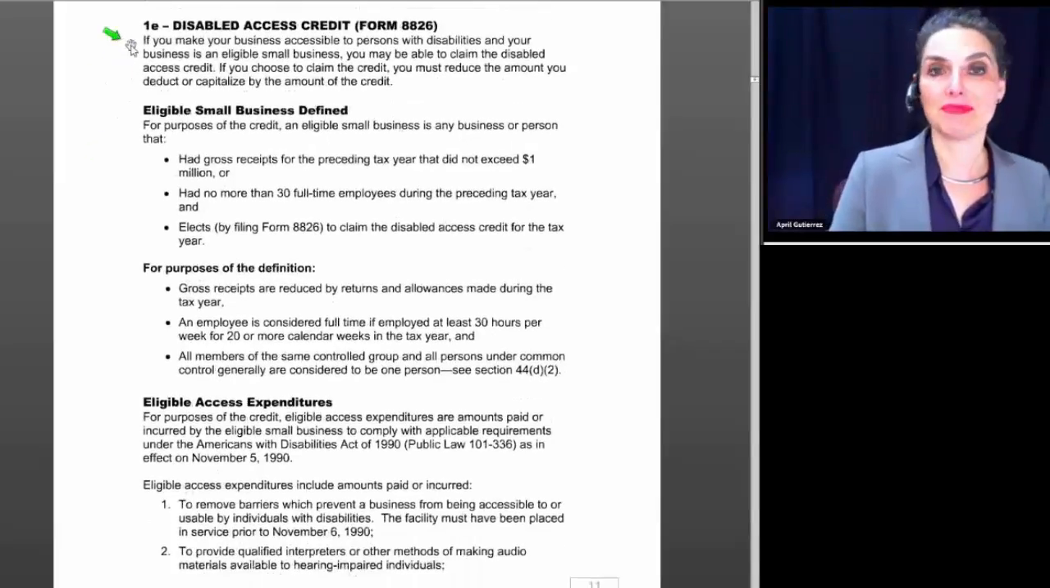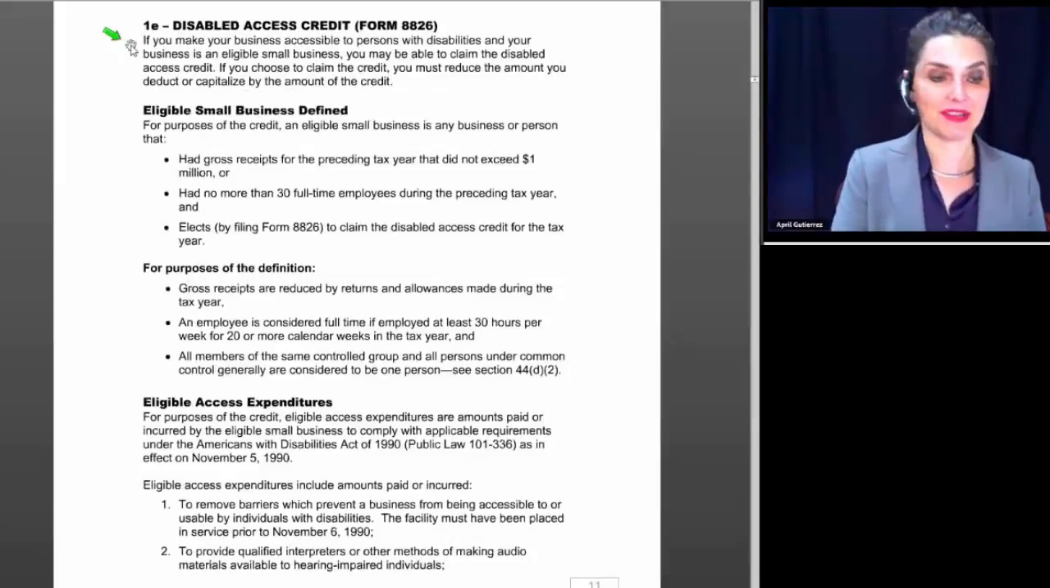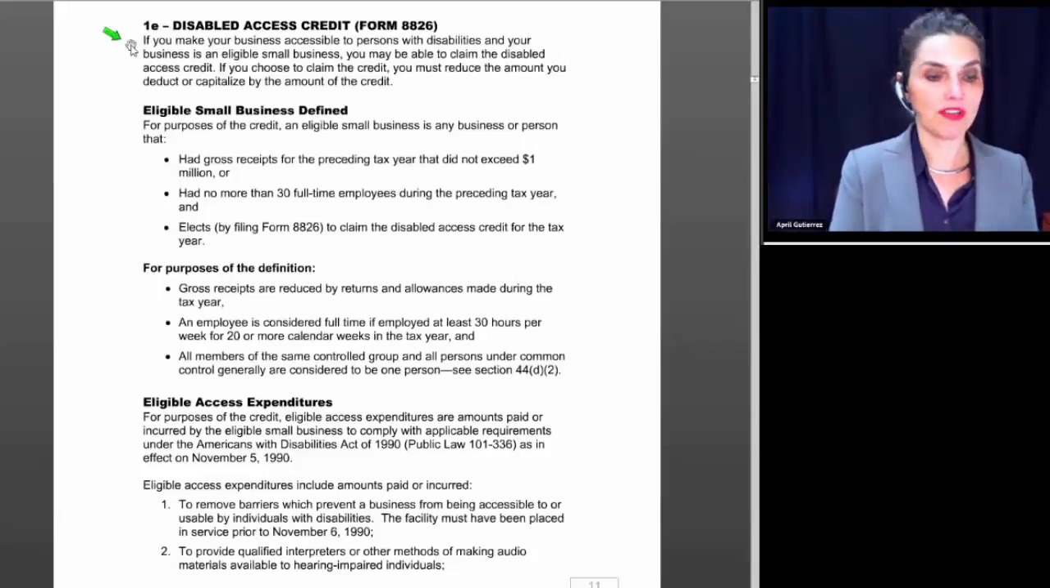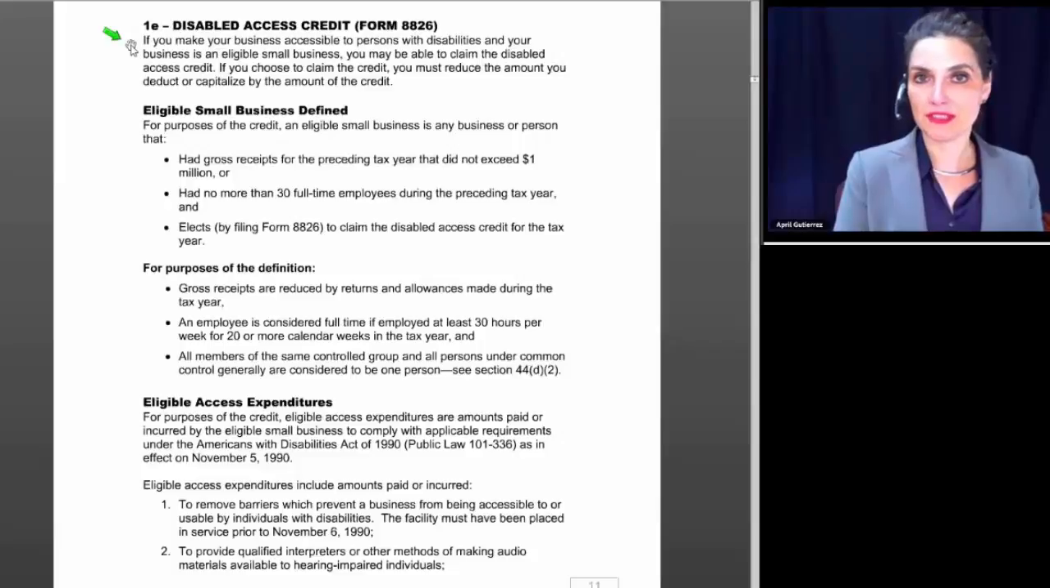Next, we have the Disabled Access Credit, and this one really has not expired. This credit has been around for a number of years and doesn't show any sign of ever going away on us. And because it is a permanent credit and because it is specifically designed for small business, it is one of the credits that you're more likely to run across when working with your tax clients.